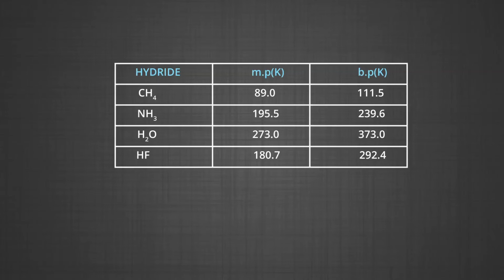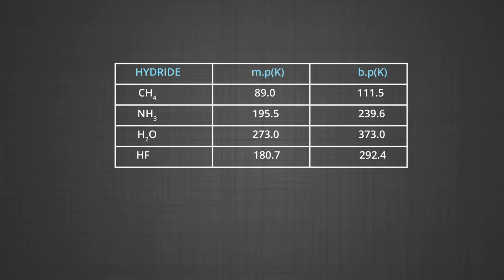Let us compare the melting and boiling points of different molecules. First of all, the melting points, in Kelvin. Methane is 89.0 Kelvin, ammonia 195.5 Kelvin, water 273.0 Kelvin and hydrogen fluoride 180.7 Kelvin. From this data, you can see that the melting point of water is very high. It is just because oxygen is highly electronegative and due to the intermolecular hydrogen bonding.